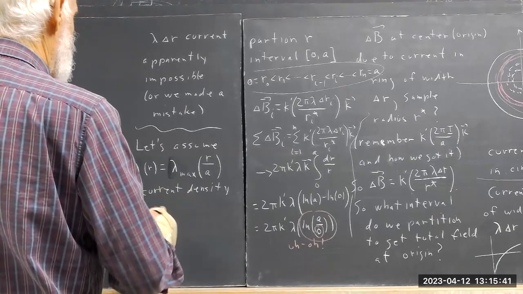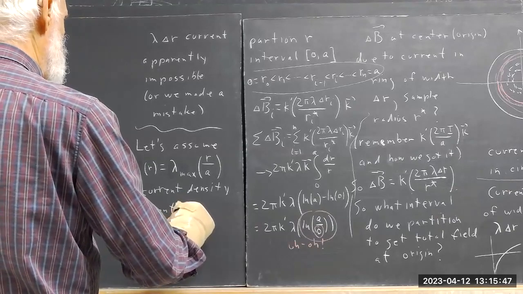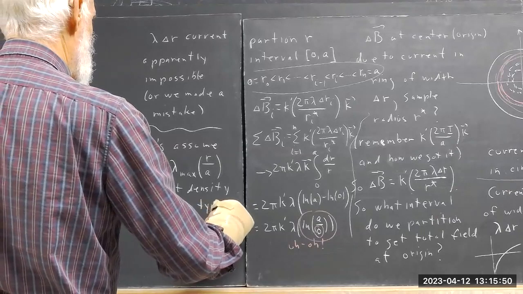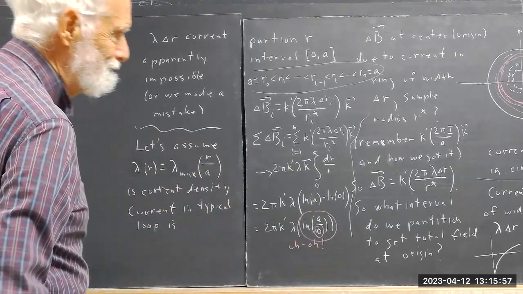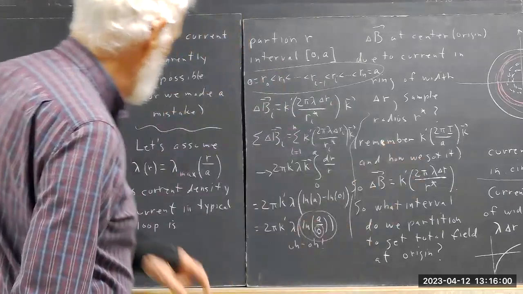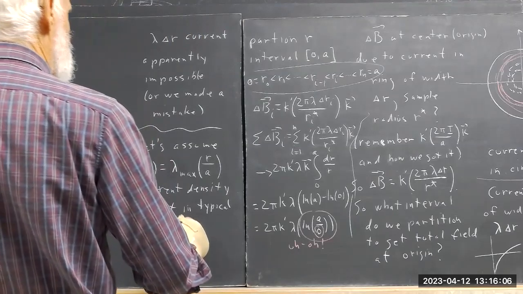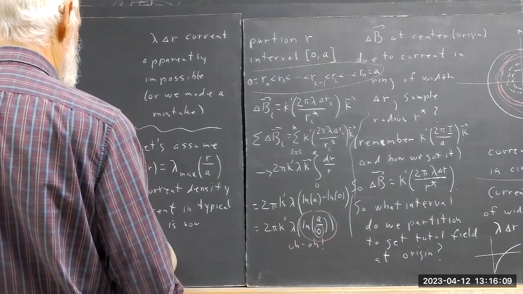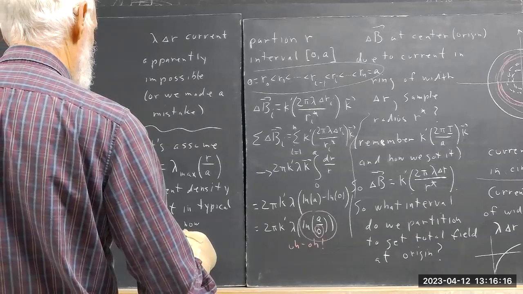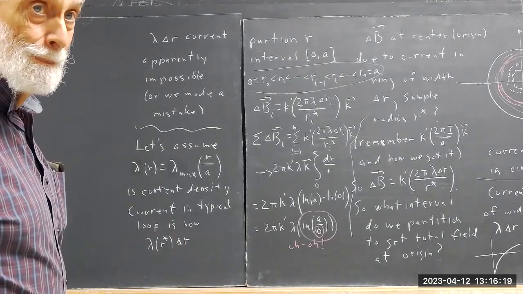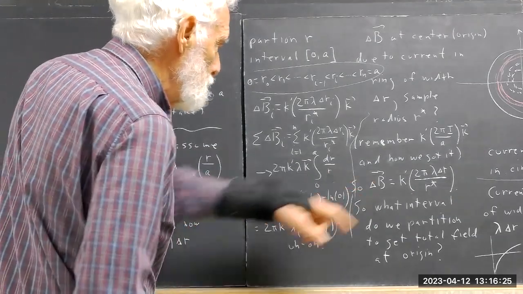Now, I kind of resisted that notation because I want to make it just okay, whatever this is, you plug it in for length. Okay, that's what it's going to come back to. A fairly typical loop is now lambda of R times delta R. So I rewrite this.